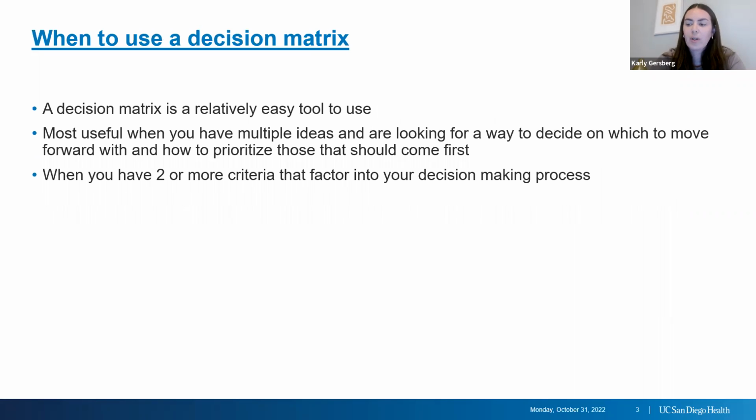Next, I'd like to review when a decision matrix is useful. It's a relatively easy tool to use, and it's most useful for when you have multiple ideas and are looking for a way to decide on which to move forward with. It can also help prioritize which ideas to start with immediately, which to put more consideration into before implementing, and which to not move forward with at all. It also helps when you have two or more criteria that factor into your decision-making process.